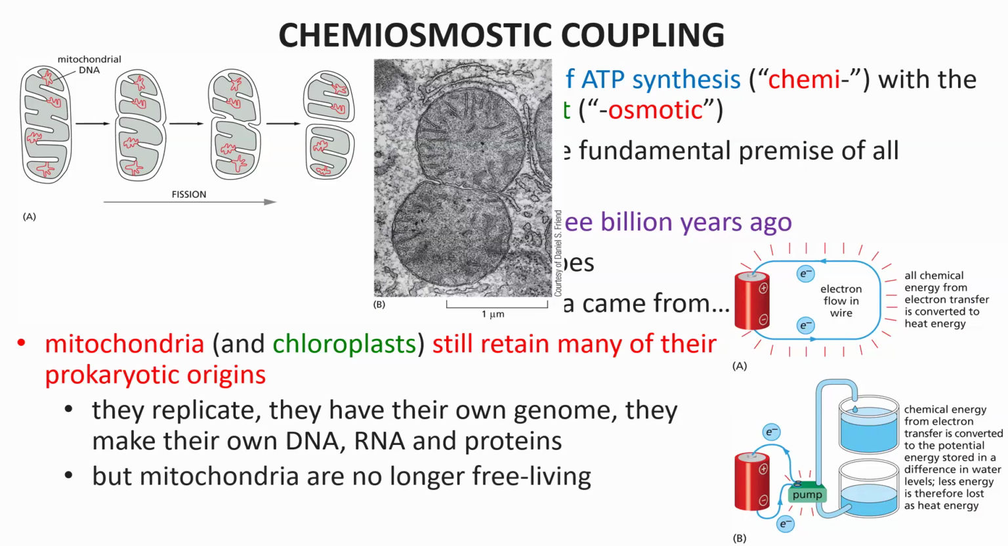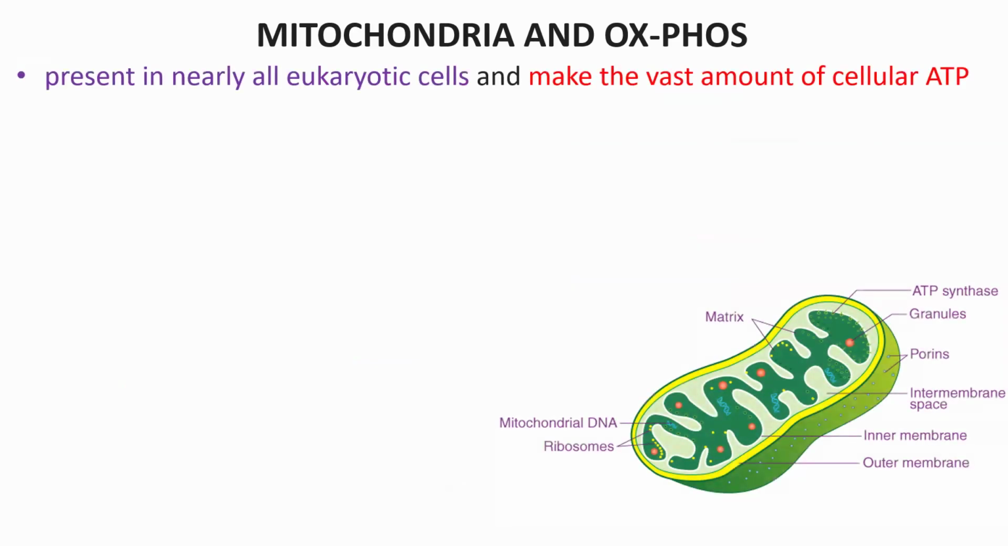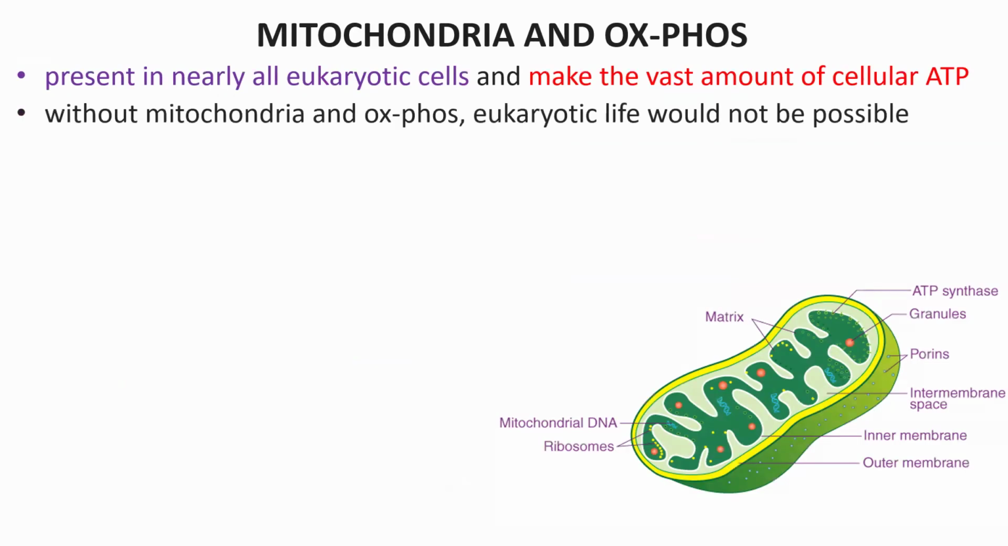Now, to be fair, mitochondria are not prokaryotes anymore. You can't harvest mitochondria from a eukaryotic cell and grow it on a petri dish or in culture. Mitochondria now depend on the larger cell for survival, but make no mistake about it, we depend on them as well. They need us as much as we need them, and we need our mitochondria as much as they need us. And so let's talk a little bit more about mitochondria specifically, because this is where oxidative phosphorylation is occurring. Mitochondria are present in nearly all different types of eukaryotic cells, and they make by far the vastest amount, percentage-wise, of the ATP being made by eukaryotic cells.